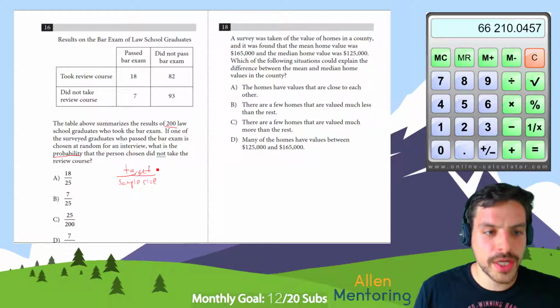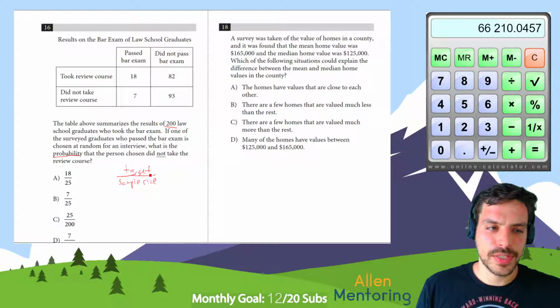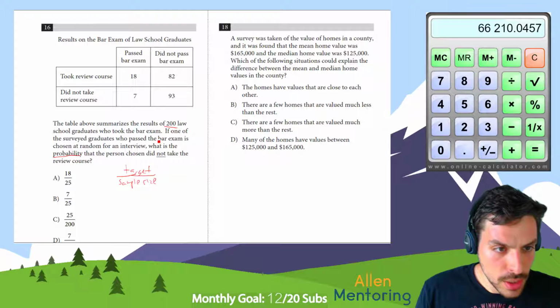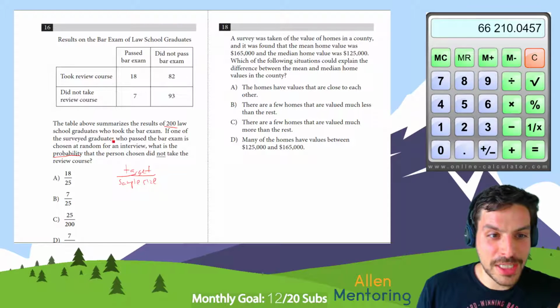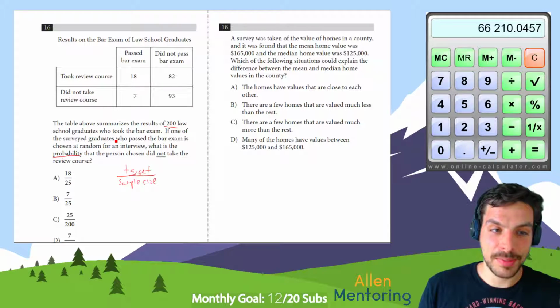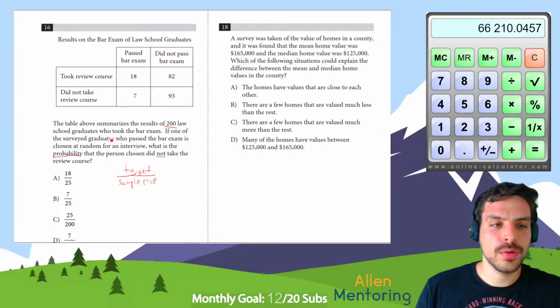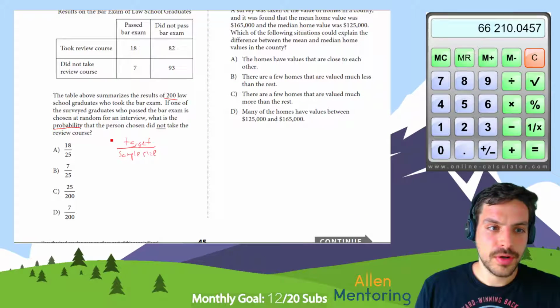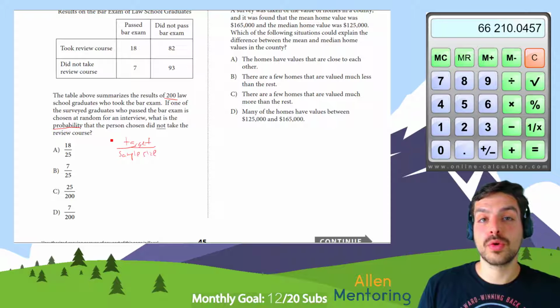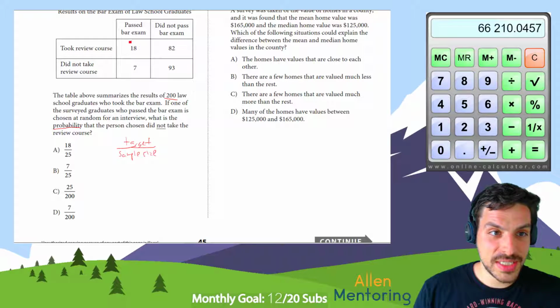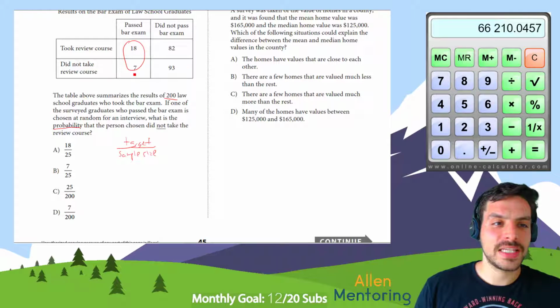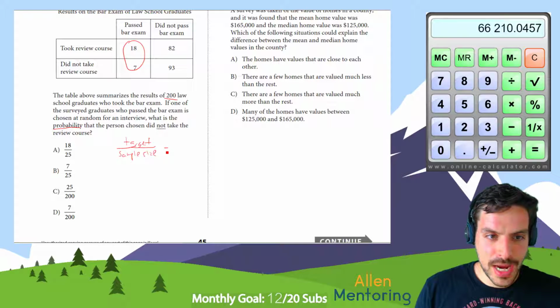So who are we targeting over the sample size? Let's start with the sample size. If one of the surveyed graduates who passed the bar exam is chosen at random, how many people passed the bar exam? That's our sample size, because those are the people who were interviewed. So we see these are the people that passed the bar exam, and our sample size is going to be out of 25.